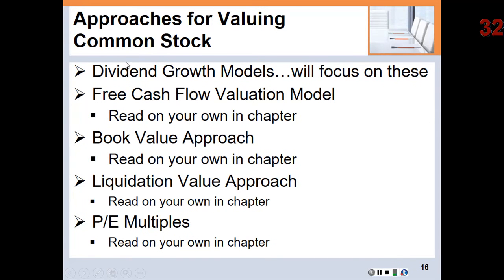And then when it comes to valuing common stock, there's different ways that you can do this. We're going to focus on what's called the dividend growth models. And these are really simple, actually. You don't need your financial calculator. There's a really easy formula. You just plug the numbers in and do the calculation. But you can also use something called the free cash flow model, the book value approach, the liquidation value approach, or the PE multiple approach. So there are different ways. None is perfect. Oftentimes, the best way to value a stock is to use a combination of these to determine, what is it worth? What's the average price that I'm coming up with using 3 or 4 different valuation models?